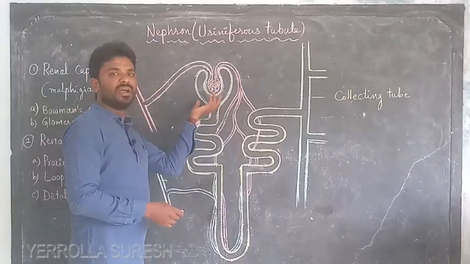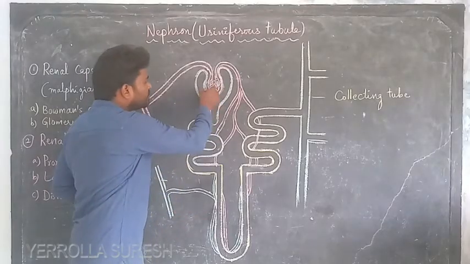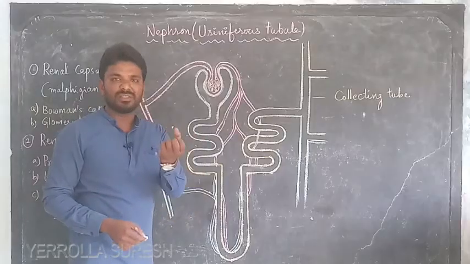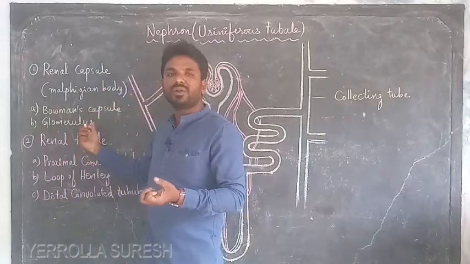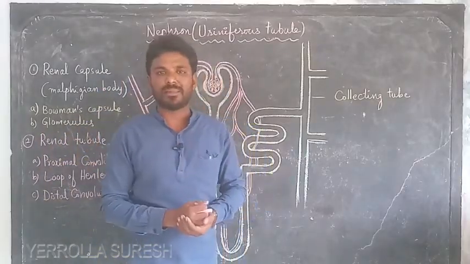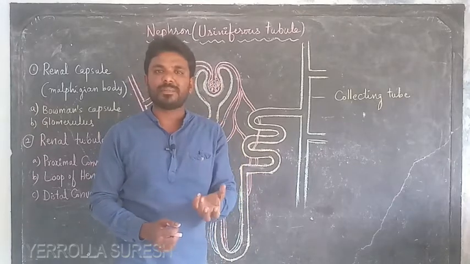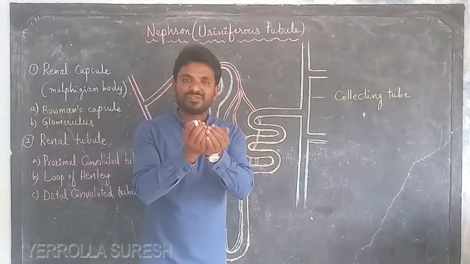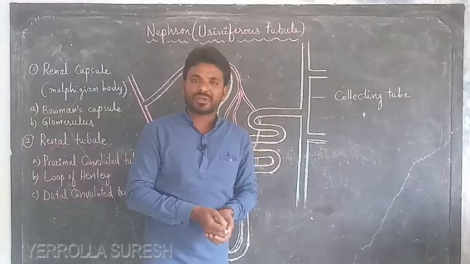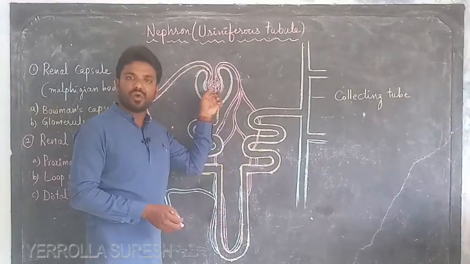This is Bowman's capsule, and inside the Bowman's capsule we can see a bunch here. This is a glomerulus. Glomerulus means a network or a bunch of blood capillaries, located inside the Bowman's capsule. Here this is called glomerulus.